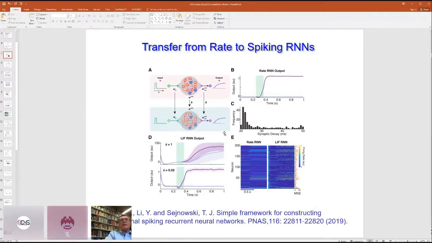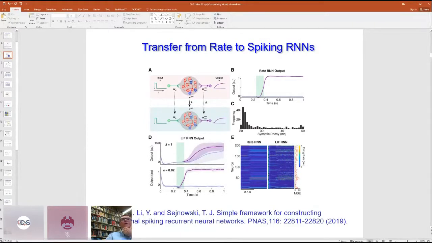And here's how we did it. This was published in PNAS in 2019, and a lot of people have tried to make progress with this. It turns out that there's a very, very simple way to do this. It's a one-for-one substitution. You don't have to multiply the number of units to average out the noise from the spikes.